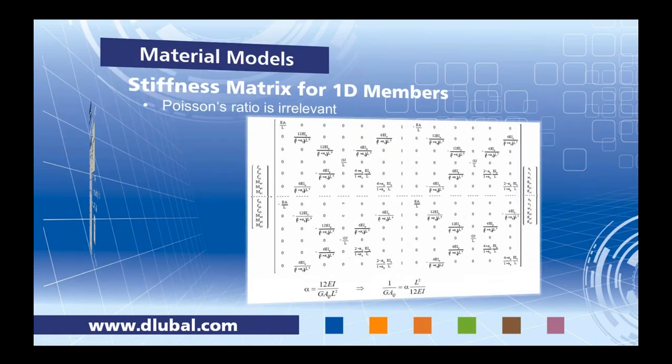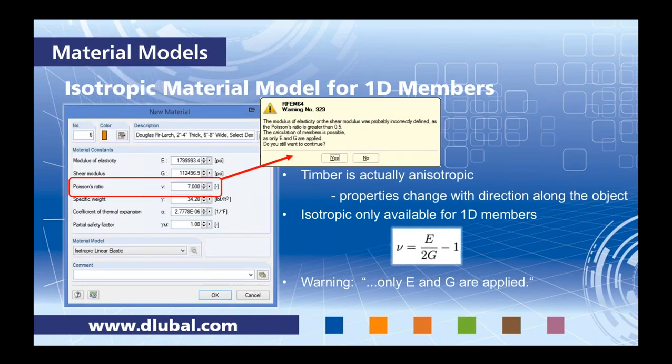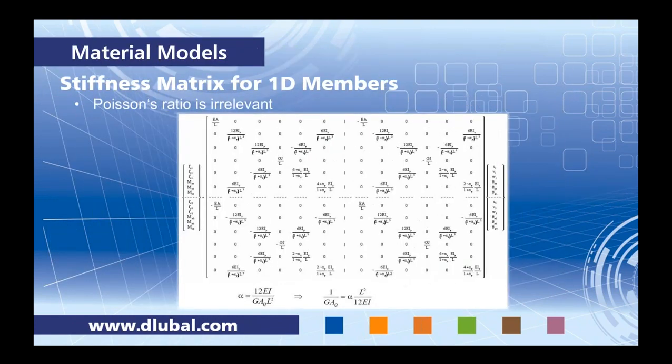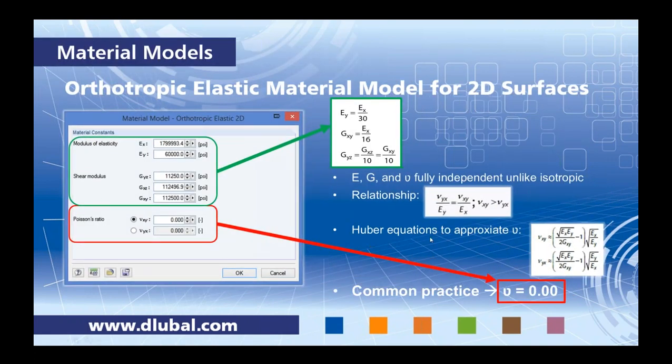Back a couple slides when I showed you this equation E over 2G minus 1, well, this is actually not applicable for orthotropic 2D surfaces. We do have a relationship with Poisson's ratio and the modulus of elasticity, and there are equations to approximate Poisson's ratio, but again, maybe timber that's cut down on the East Coast and the exact same species on the West Coast will have a different Poisson's ratio. So there's really no way to get that exact number. So therefore, it's common practice just to use Poisson's ratio equal to 0. The program is set up to default to 0, so that's why we use 0.